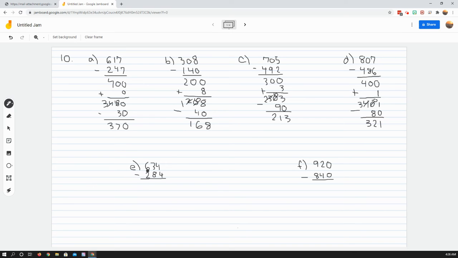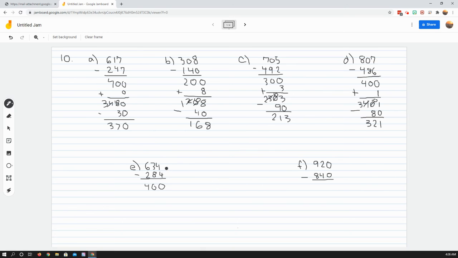So letter E, 634, and then we have to subtract 284. So let's look at the digits in my hundreds place. 6 minus 2. Can I do that? Yeah, I can do that. I have enough. So if I have 6 and I take away 2, I'm going to be left with 4. This is going to be 400 because it's in my hundreds place. Now let's look at the digits in my tens place. I have 3, but I have to subtract 8. I can't do that because I don't have enough. So I'm going to leave it for last.